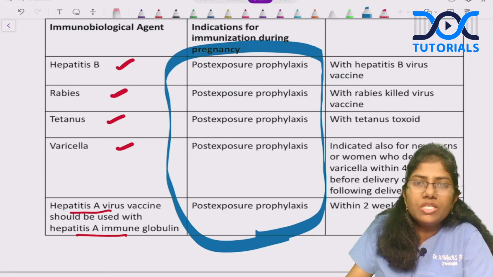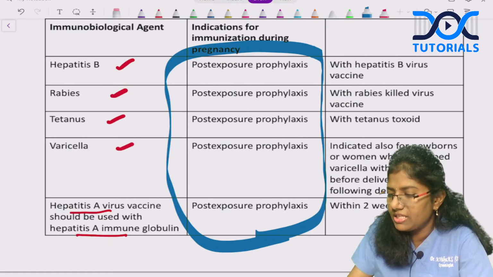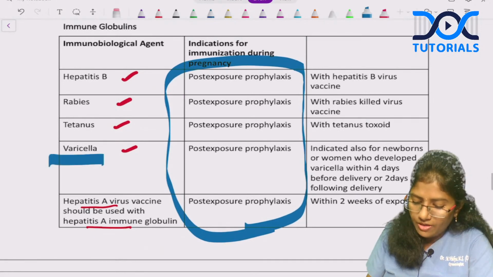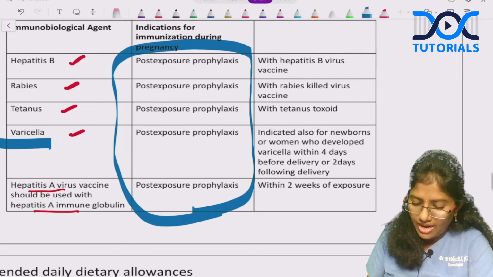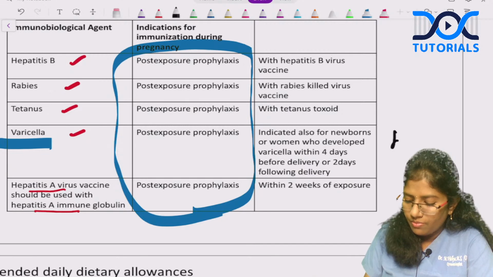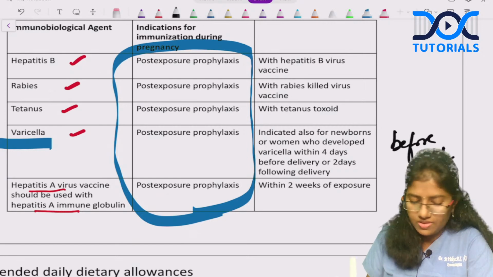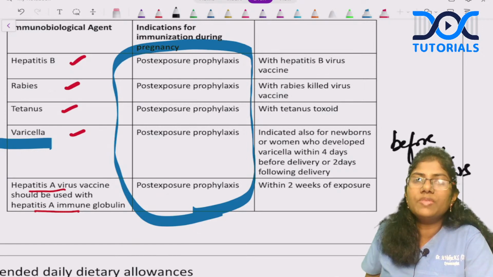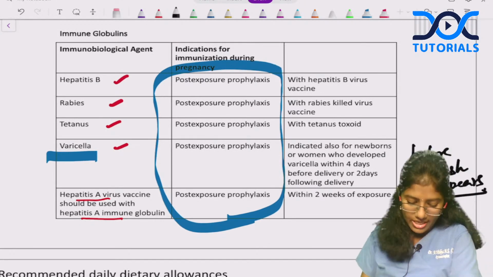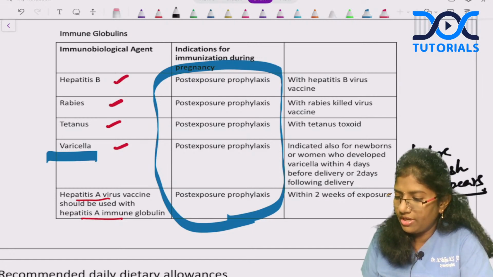Before the appearance of rash or after the appearance of rash, when should you ideally give this varicella zoster immunoglobulin during pregnancy? Yes, it should be given before the appearance of rash. Varicella zoster immunoglobulin should be given before rash appears. So these immunoglobulins are absolutely safe during pregnancy and can be given whenever required, especially after exposure. Yes, very good, Barney, very good.